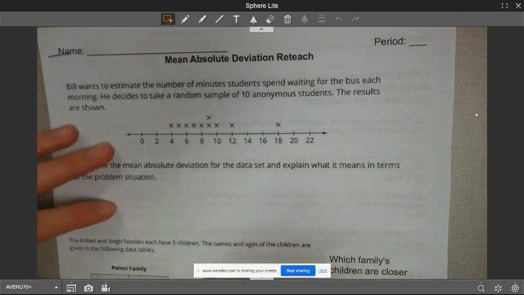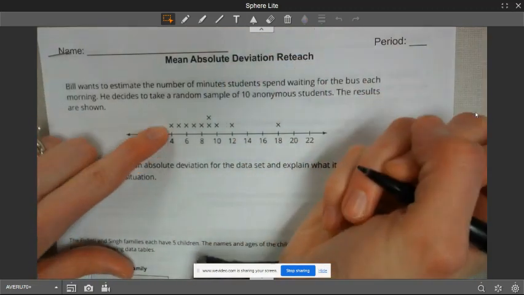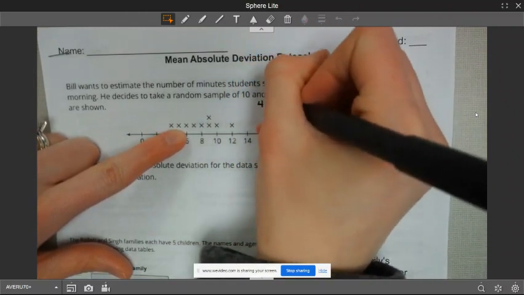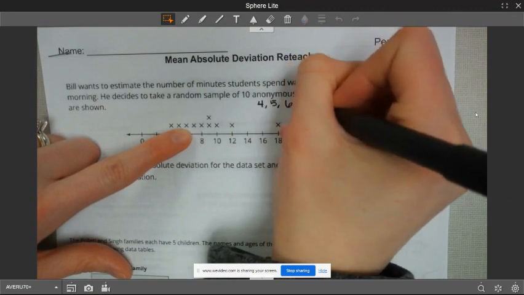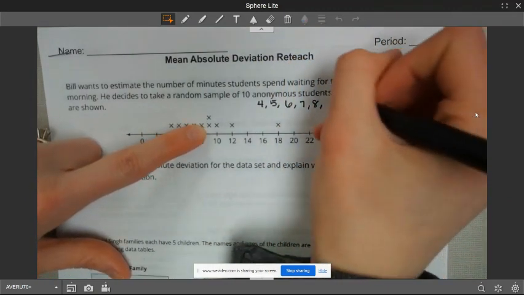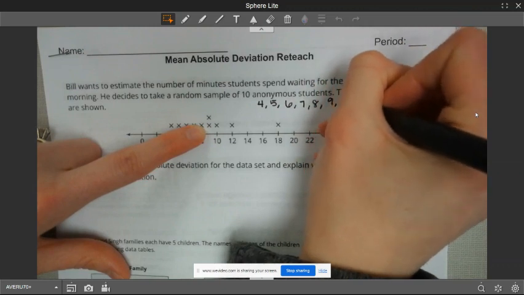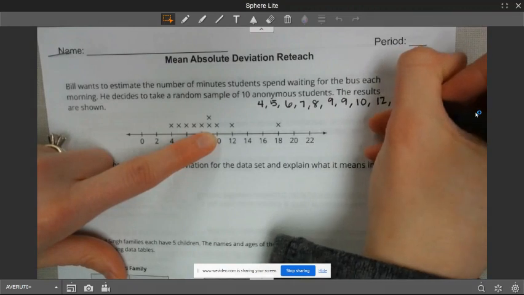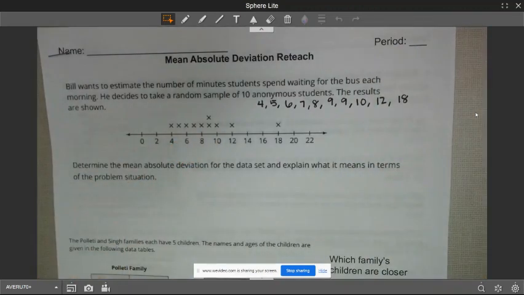Whenever you are given a dot plot, the very first thing you need to do is write out all of your numbers. So I have one x above 4, I have an x above 5, 6, 7, 8. I have 2 dots above 9, so I'm going to write 9, 9. Then we have 10, 12, and lastly 18.